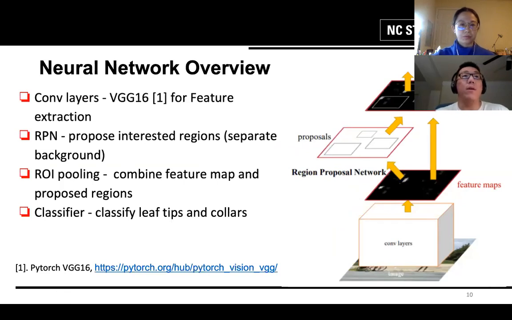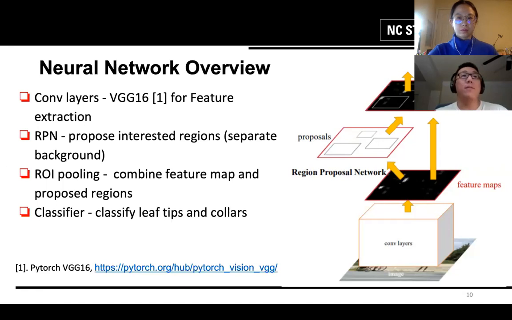The input of the whole network is RGB images. The first step is the convolutional neural network, for which we are using a pre-trained VGG16 network structure from the PyTorch built-in library. The purpose of this stage is to extract features from the input images. After processing, the VGG16 network outputs a feature map of the input image.